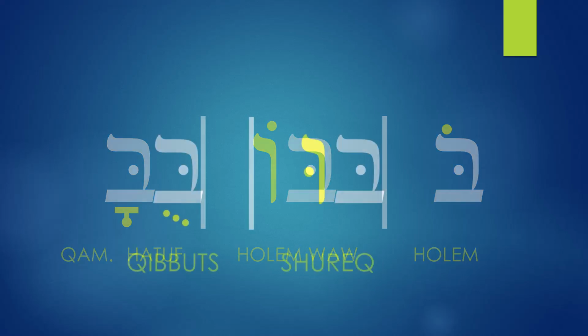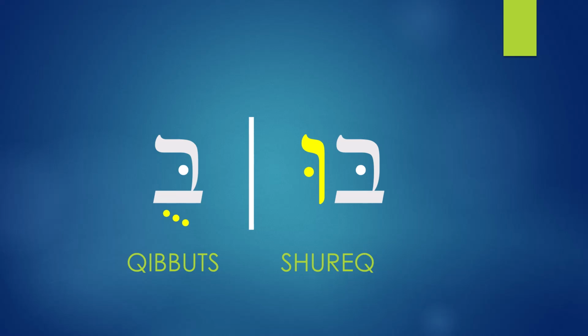Let's move on. We come to the U-class vowels. We have two, the long one and the short one. The long one we have is shurek, which is the long U sound. So when you're pronouncing shurek with the bet, it's going to be "boo." Remember, you start by pronouncing the consonant, then you come to the vowel.